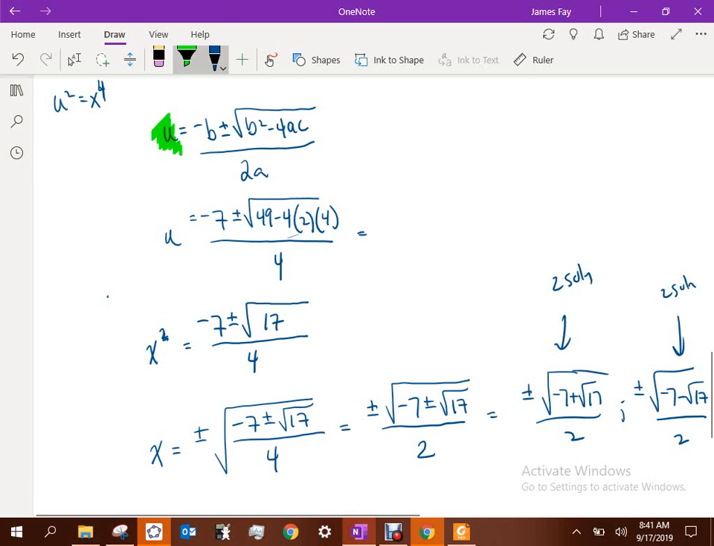But I want to talk about these. Think about this part right here, and that radical 17. Radical 17 is a little bit bigger than 4, right? What's negative 7 plus something a little bit bigger than 4? It's pretty close to negative 3, isn't it? Well, if I take the square root of negative 3, what kind of number is that? It's imaginary, right? Got to bring in i. So do I get any real solutions from that first one? No, because that radicand and that numerator is negative.